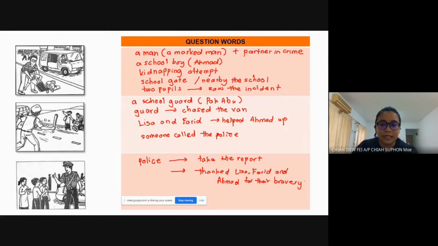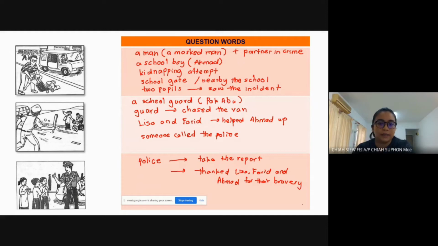And we will write only what is in the pictures given. We cannot add that somebody else came and beat up the kidnappers and then they were caught. No, because in the story, the kidnappers actually managed to escape. So that is what our story should be like.